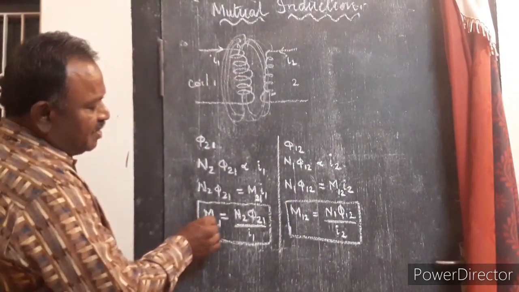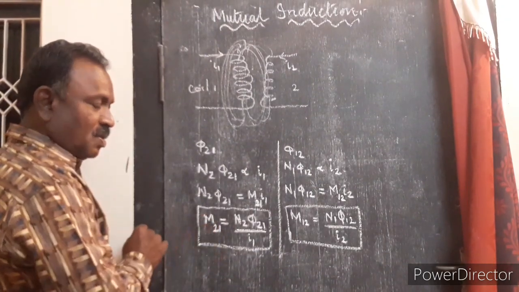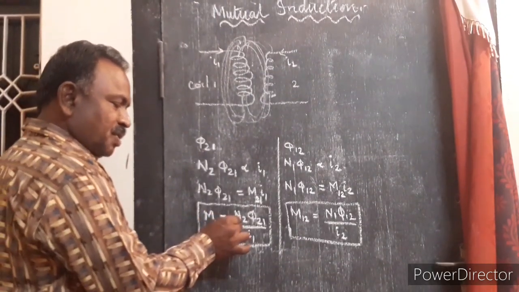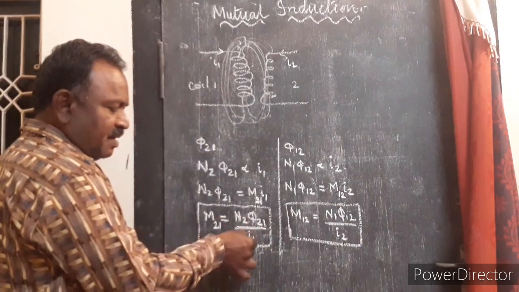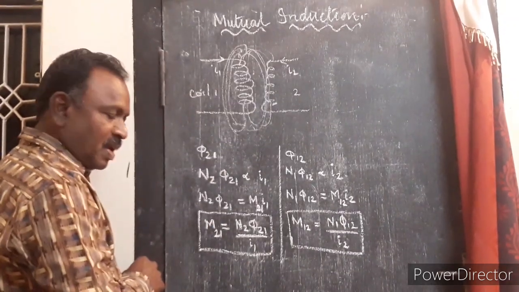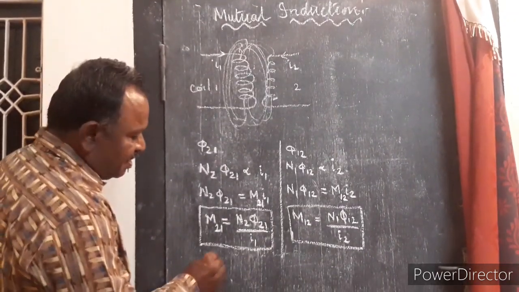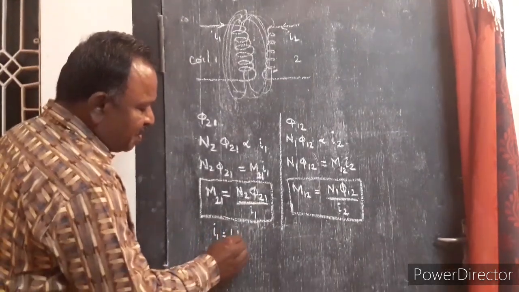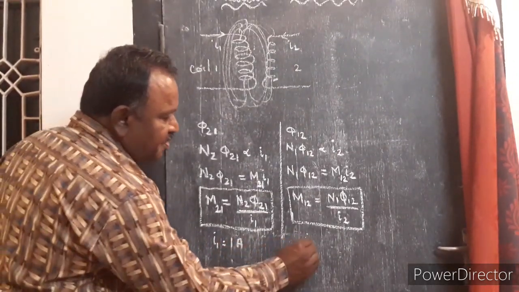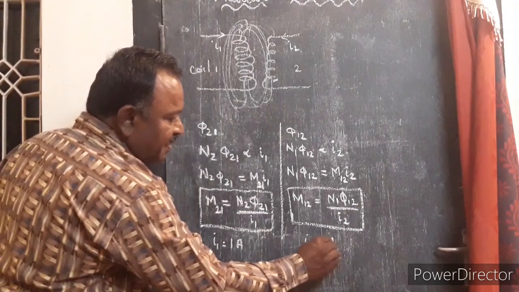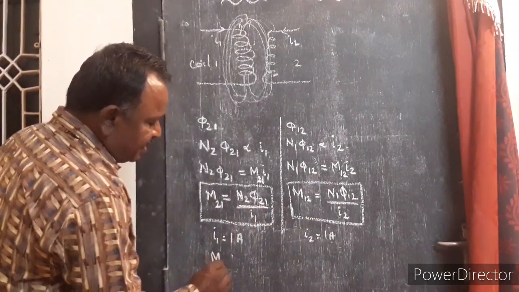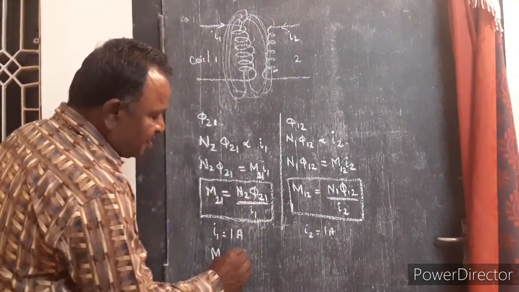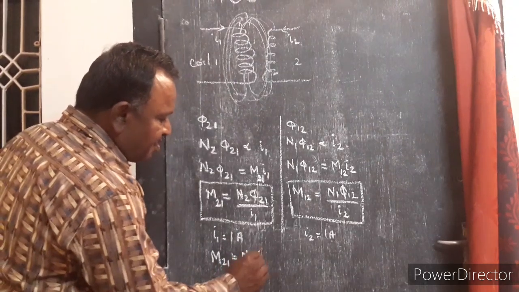Here, the mutual inductance of the second coil with respect to the first coil is equal to the ratio of the flux linkage of the second coil to the current through the first coil. When I1 is equal to 1 ampere, then mutual inductance is given by M21 is equal to N2 Φ21.